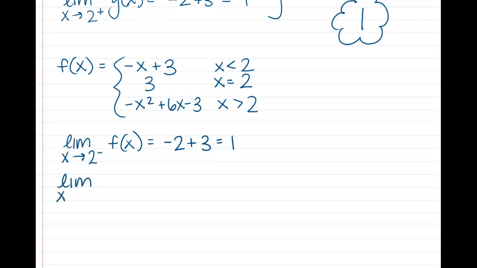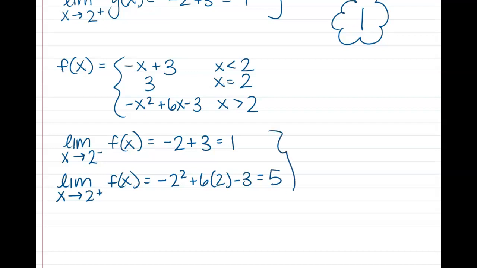The limit as x approaches 2 from the right of f of x is going to be greater than 2, so we use -x squared plus 6x minus 3. So -2 squared plus 6 times 2 minus 3. So this is -4 plus 12 is 8, minus 3 is 5. Since those are not equal to each other, the limit as x approaches 2 of f of x does not exist.